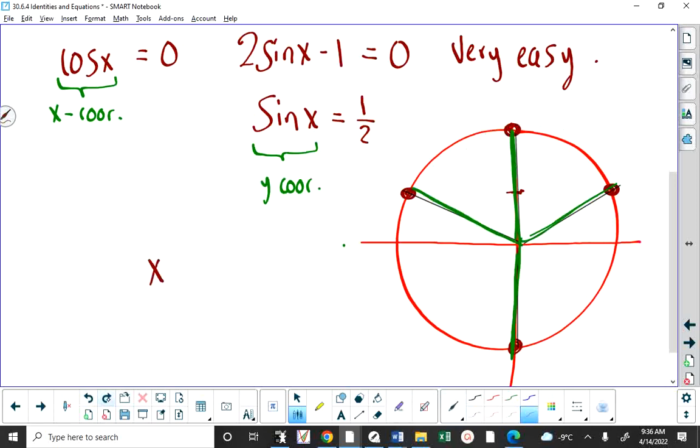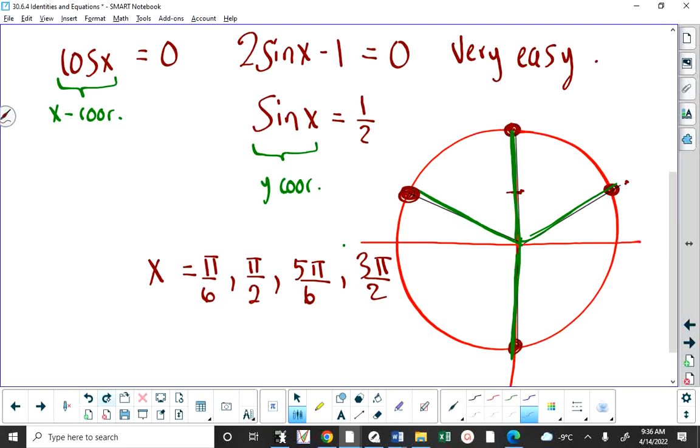So what is x for the rotation angle for the first point, which is here? It is pi over 6. For the second point, which is up top, it is pi over 2. For this third point it will be 5 pi over 6. And for the last point, it's 3 pi over 2. Any questions with example 1?